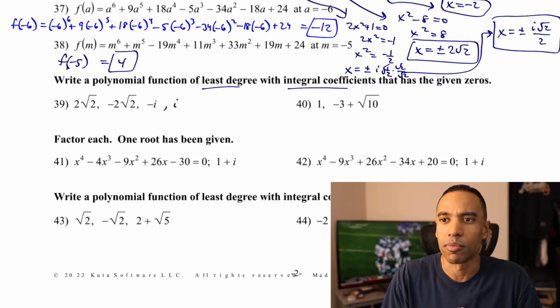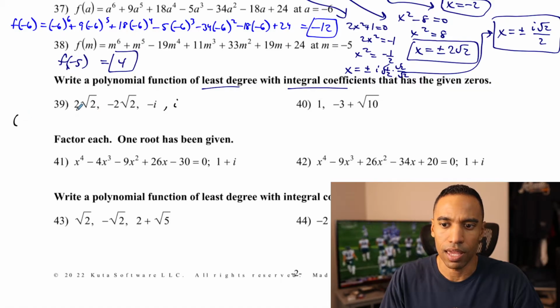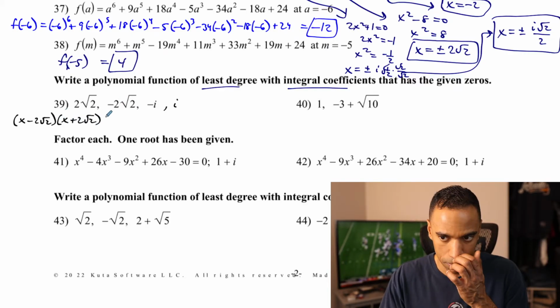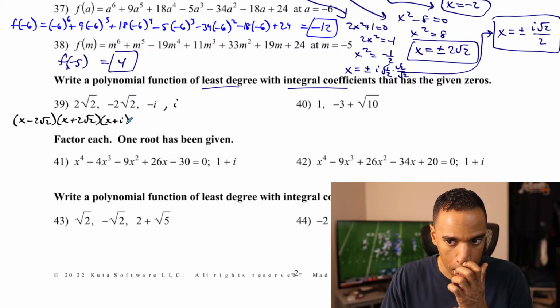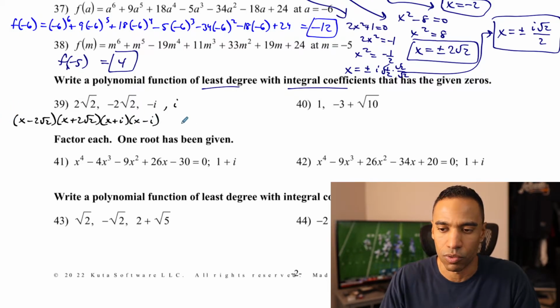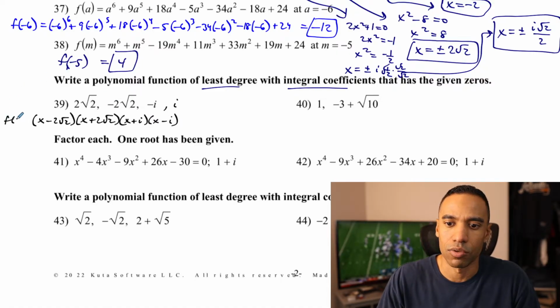Give me 1 second, let me minimize this other thing. Okay, so we are going to get, if 2 root 2 is a root, then x minus 2 root 2 is a factor. If -2 root 2 is a root, then x plus 2 root 2 is a factor. And then x plus i here and x minus i. This is going to be like a y equals or f of x equals here. Let's take f of x equals.